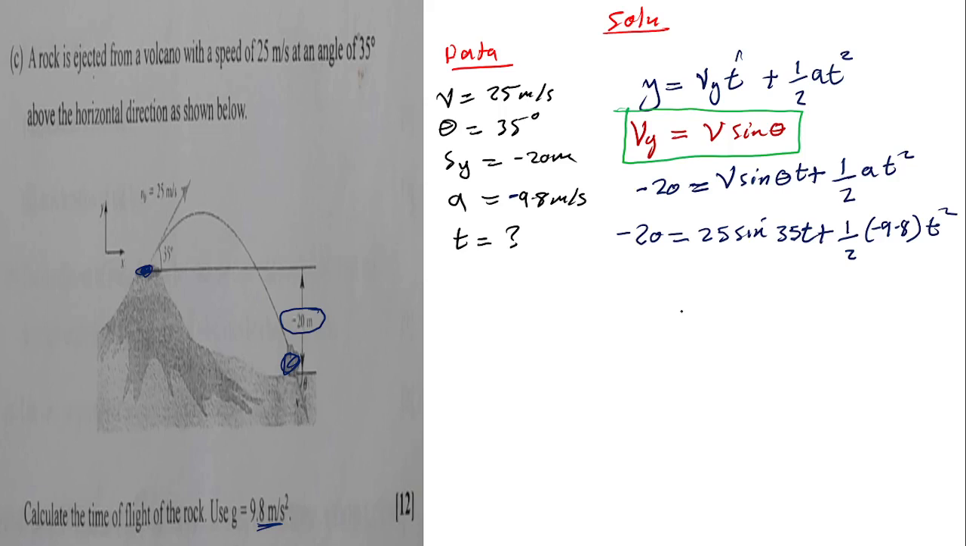So for me, I'll still have negative 20 this side. It's going to be negative 20 this side is equal to 25 sin 35 t. 25 sin 35, it's going to give us something like 14.34 t. Can someone confirm with me if that's what it is giving you? 25 sin 35. What's your answer?